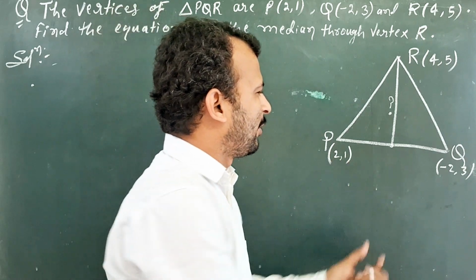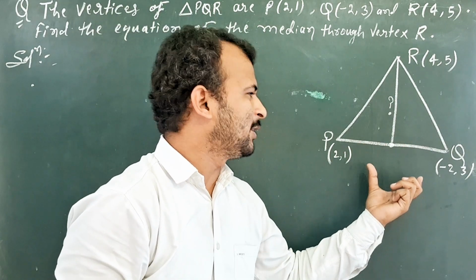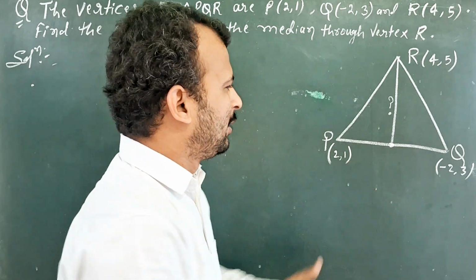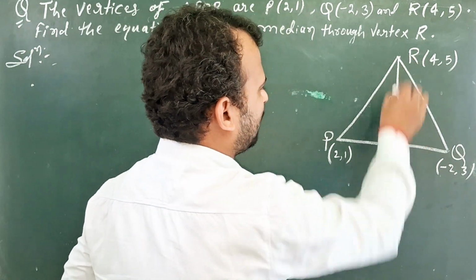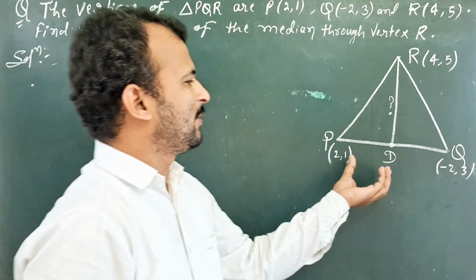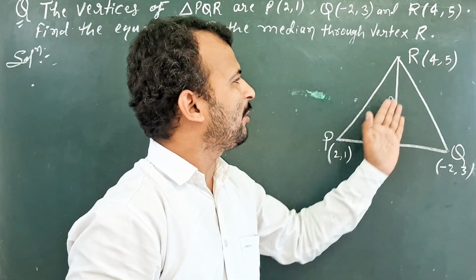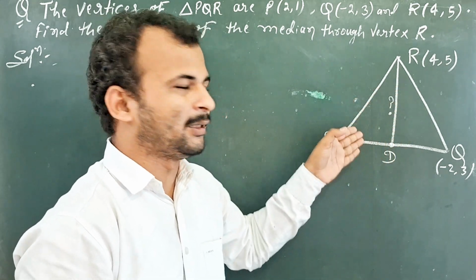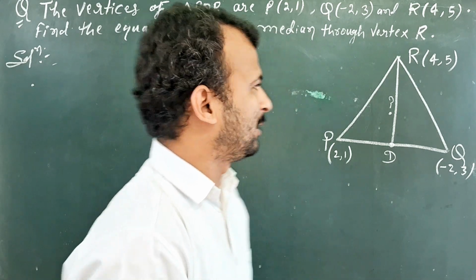For this, first of all, we find the midpoint of line segment PQ, means side PQ, right? And we know that the midpoint of PQ, let this be D. Okay, this point is D. First we find its coordinates, and after this we can find the equation of median RD using the two-point form of the equation of a straight line, right?